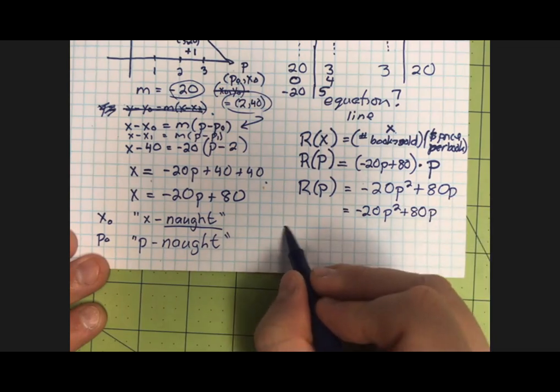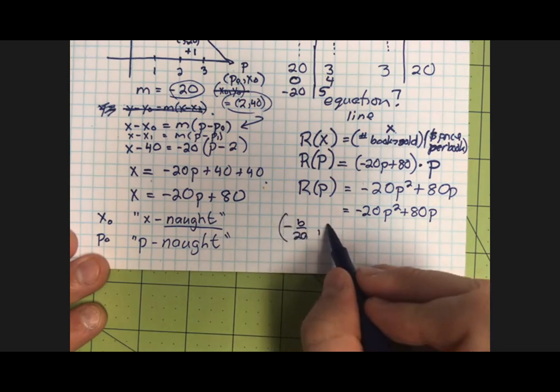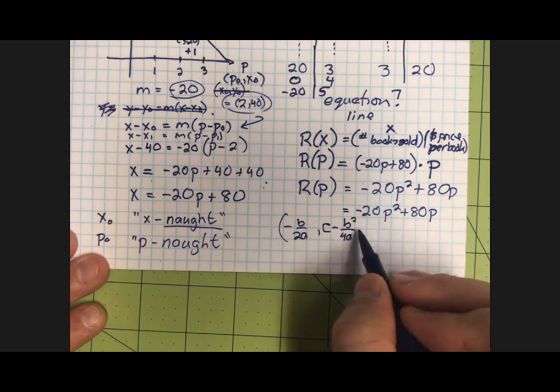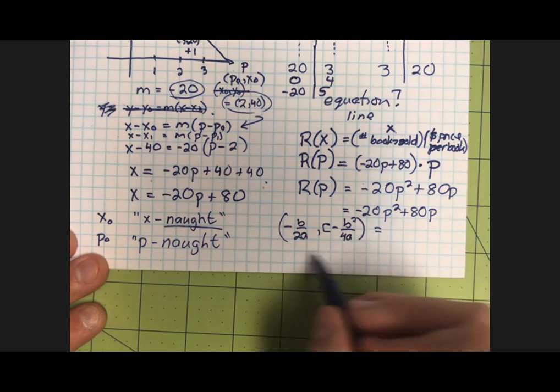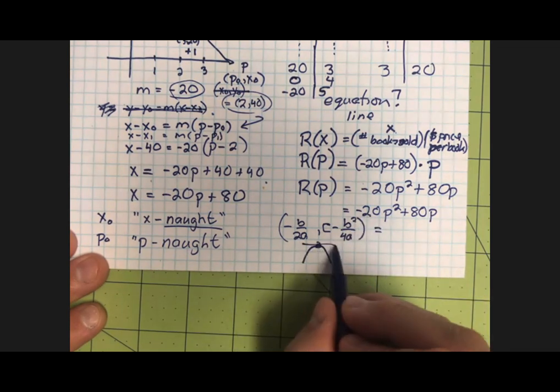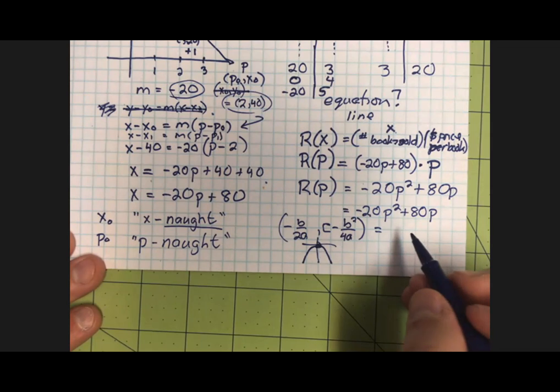What's my formula for vertex? Minus b over 2a, c minus b squared over 4a. So this is a parabola that opens upside down. That minus 20 tells me upside down. I want to know this high point. That high point is my maximum revenue, maximum income.